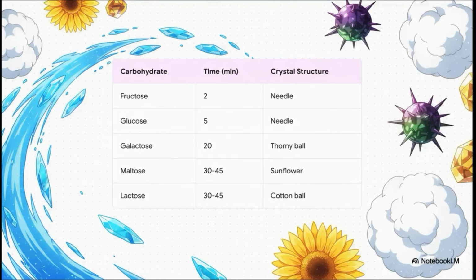We can identify the exact sugar just based on the shape of the crystal and the time it takes to appear. For instance, fructose produces these needle-shaped crystals in just 2 minutes, super fast. But if you're dealing with lactose, you'll be waiting a good 30 to 45 minutes to see crystals that actually look like little cotton balls or powder puffs. And galactose forms these wild, thorny balls after 20 minutes. It's just a brilliant, highly visual way for scientists to tell different reducing sugars apart.